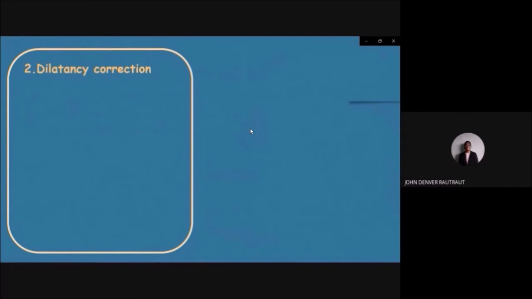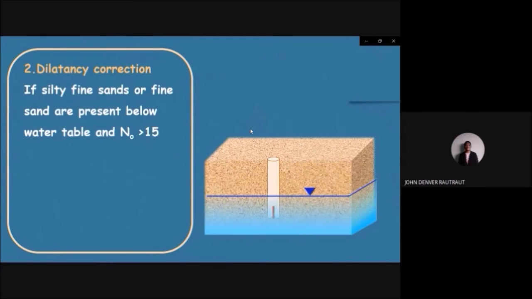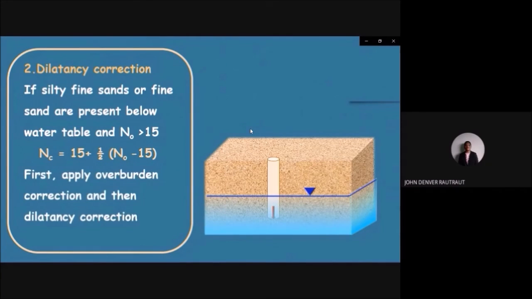So the next kind of correction is the dilatancy correction. If silty fine sands or fine sands are present below the water table and the recorded value, or the N0, is greater than 15, then the pore pressure increases the resistance of the soil, thus the penetration number also increases. This correction is applied when the observed value of N exceeds 15.